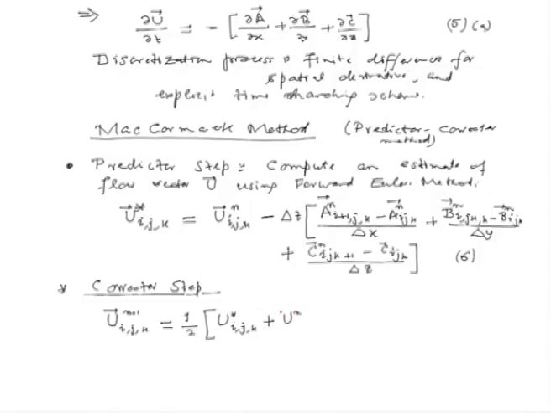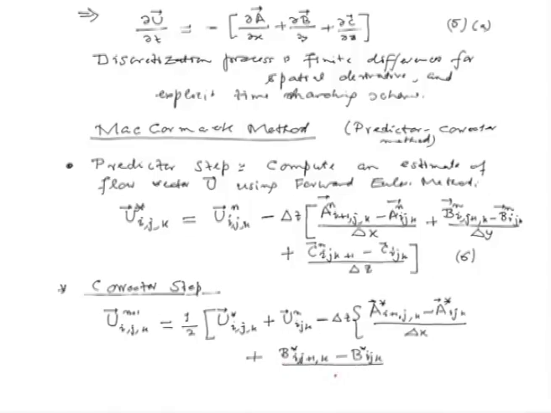So, we get U at n I j k minus delta t times A star I plus 1 j k minus A star I j k divided by delta x plus B star I j plus 1 k minus B star I j k divided by delta y plus C star I j k plus 1 minus C star I j k divided by delta z.